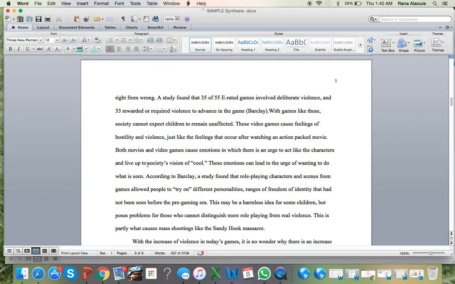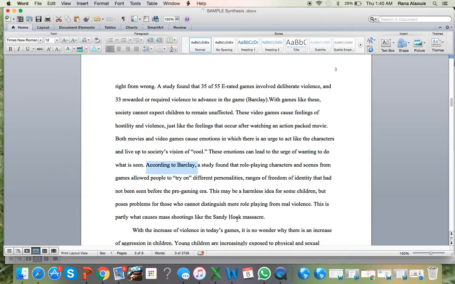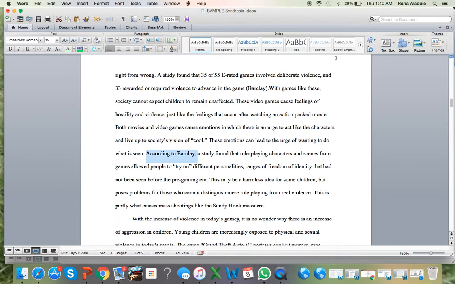According to Barkley, oh, she does, this is very important. I'm going to explain this in just a minute. According to Barkley, a study found that role-playing characters and scenes from the games allowed people to try on different personalities, ranges of freedom of identity that had not been seen before the pre-gaming era. This may be a harmless idea for some children, but poses problems for those who cannot distinguish mere role playing from real violence. This is partly what causes mass shootings like the Sandy Hook massacre.